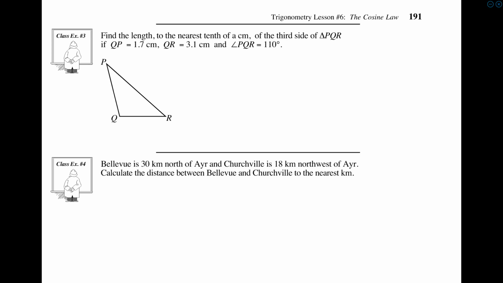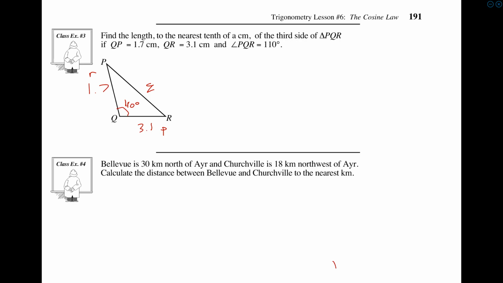Now let's label our triangle right off the bat. This is often the issue, just labeling things clearly. So I'm looking for the third side of PQR. I have QP 1.7, that's side R. QR 3.1, that's side P. And angle PQR is 110, that's angle Q. So I'm looking for side Q. We had this with A, B, and C, now we have P, Q, and R.